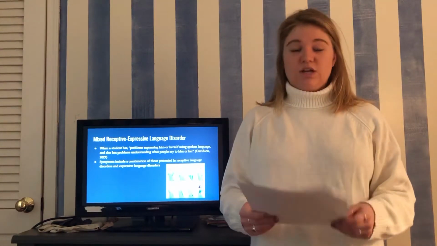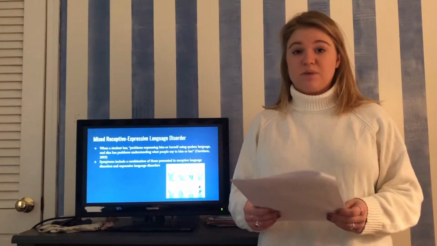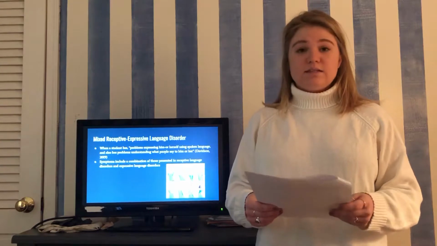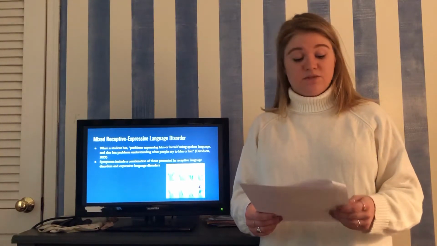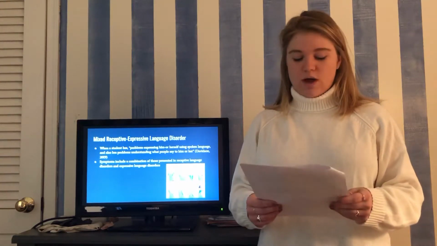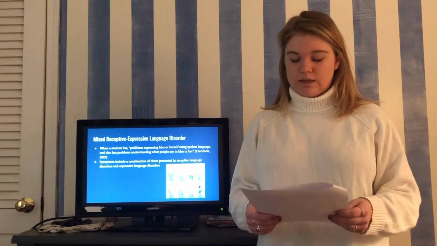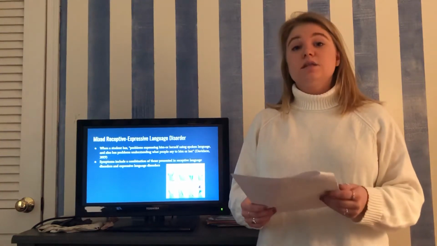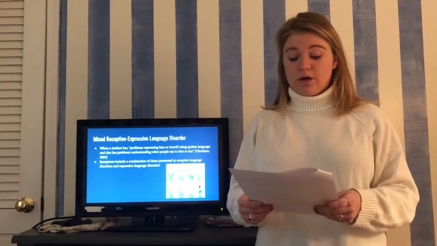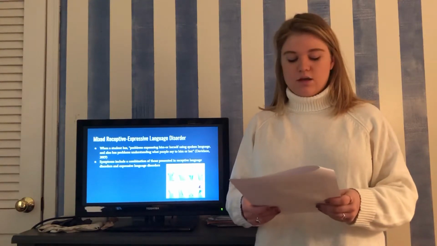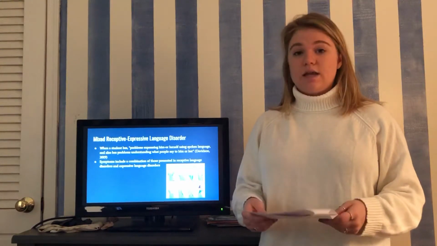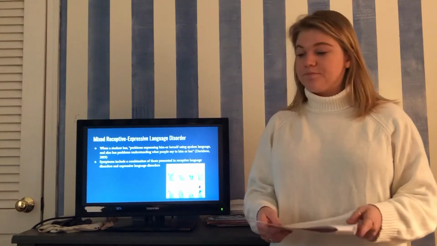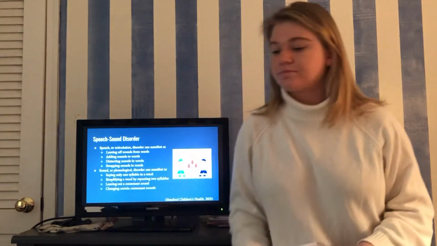So the next communication impairment is mixed receptive expressive language disorder. This impairment presents itself as the student having problems expressing themselves via spoken language, but also having problems understanding spoken language. Similar to expressive language disorder, the student has problems speaking. But for this impairment, the student also has difficulties understanding what someone is telling them.